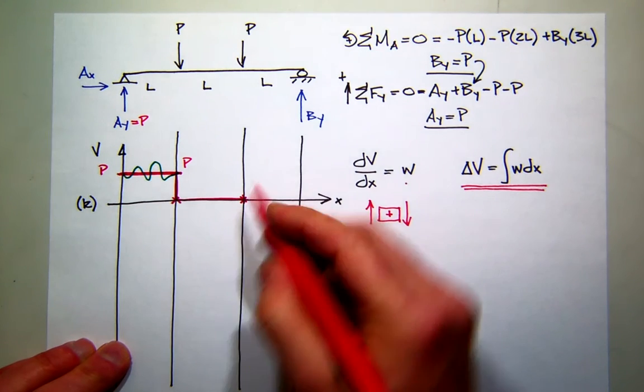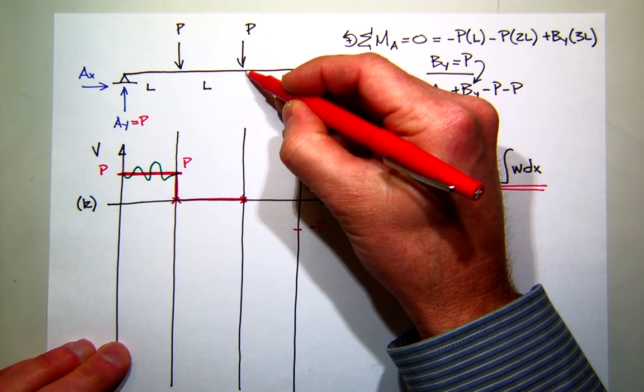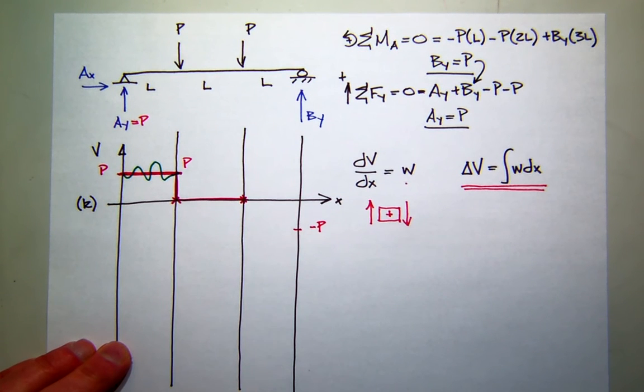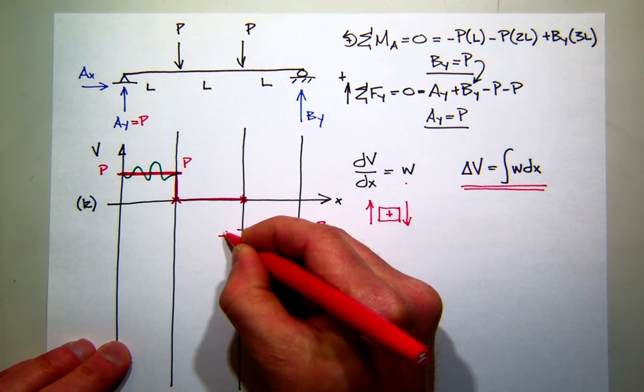Now I'm just to the left here, and I go just to the right. How much is my shear change? Positive P or negative P? Negative P. What's wrong, Ms. Wiseman? You're shaking your head. You like it? Sure. Yeah, I got it. So that would drop to minus P.